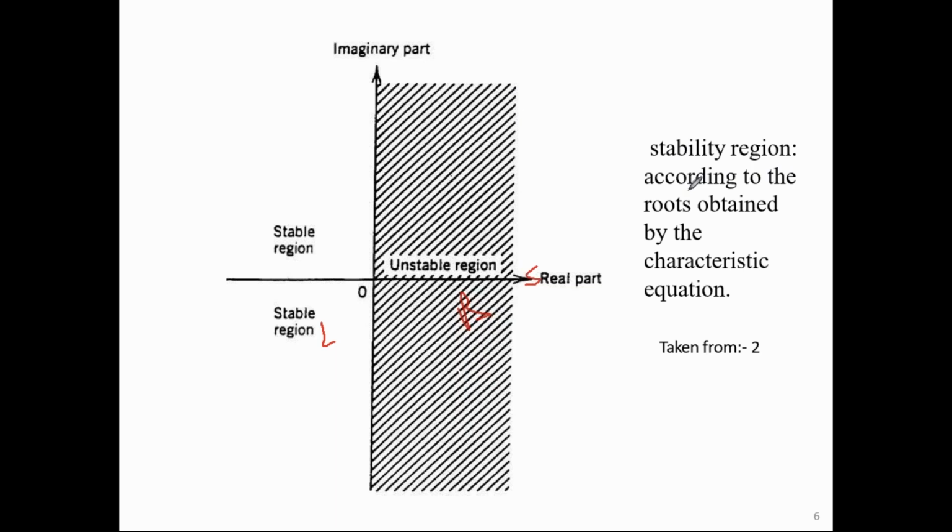Stability region is determined according to the roots obtained from the characteristic equation. If one of the roots from the characteristic equation lies on the right-hand side, in the real part side, then we can say it is a completely unstable region. If all the roots lie in the left region, then we can say stable region. If some of the roots lie on the imaginary axis, then we can say marginally stable. So you have to remember these three conditions: stable, marginally stable, and unstable. Then only can you say how the system is working, either in the stable region, marginally stable region, or unstable region.